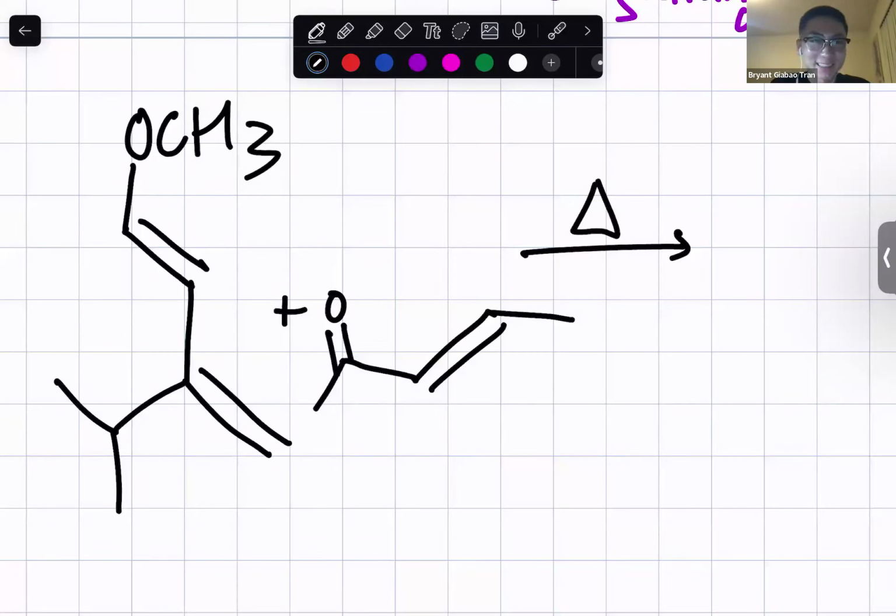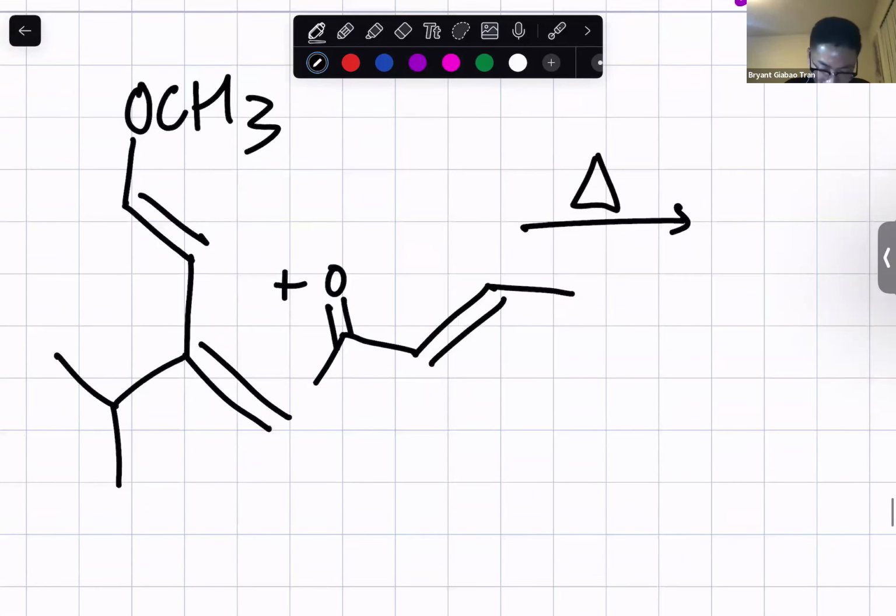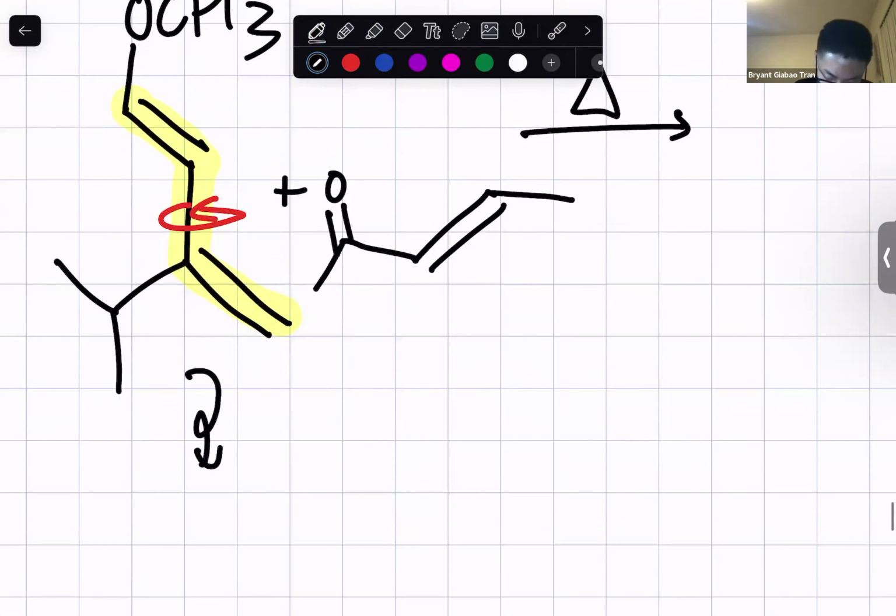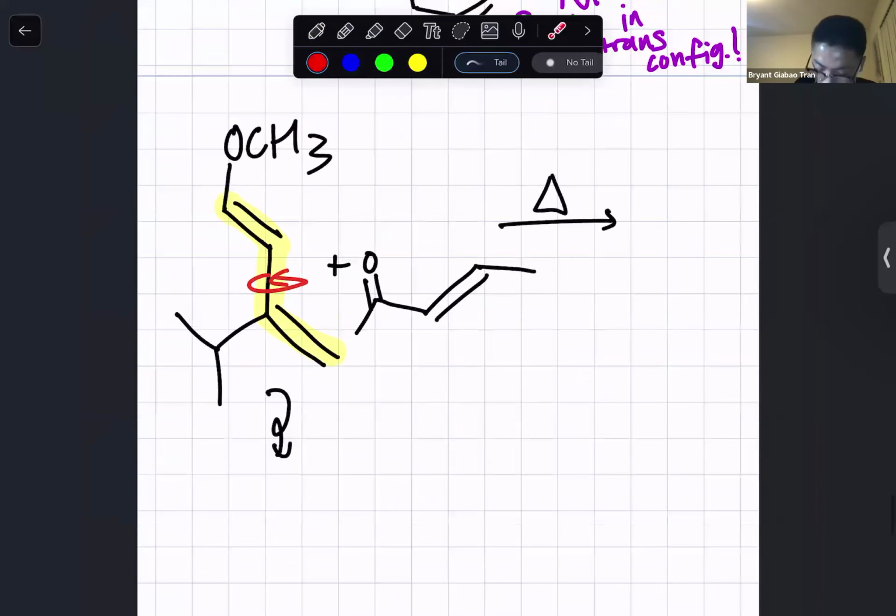Okay, what would you guys do first, looking at this here? Turn the single bonds, like rotate the single bond here? Yeah, that's right. Because this right here, we notice is our diene, but it's not in the right configuration. It is in the s-trans configuration.